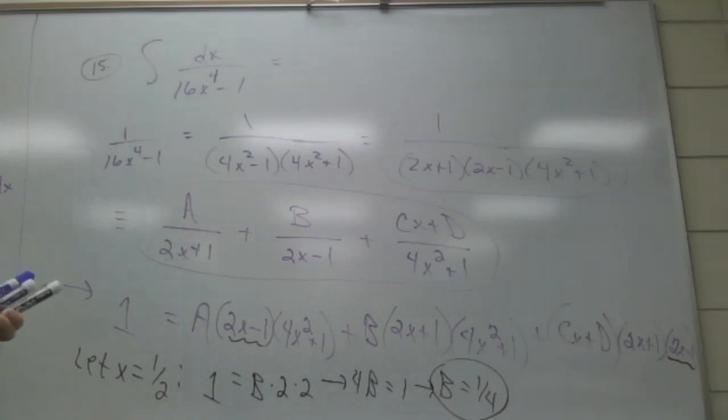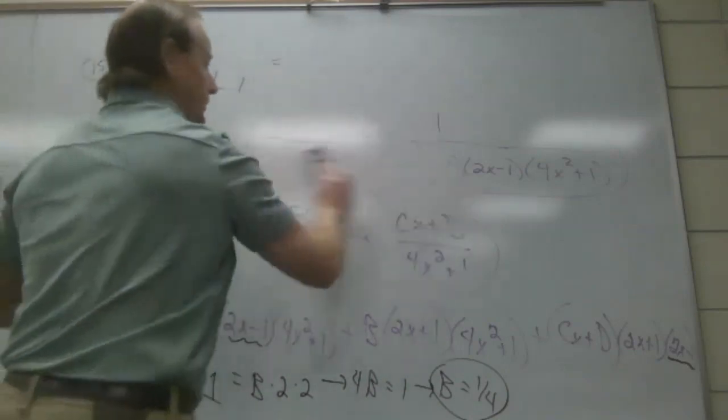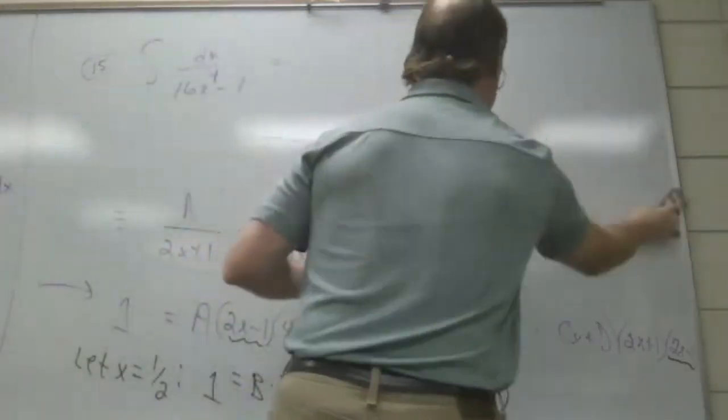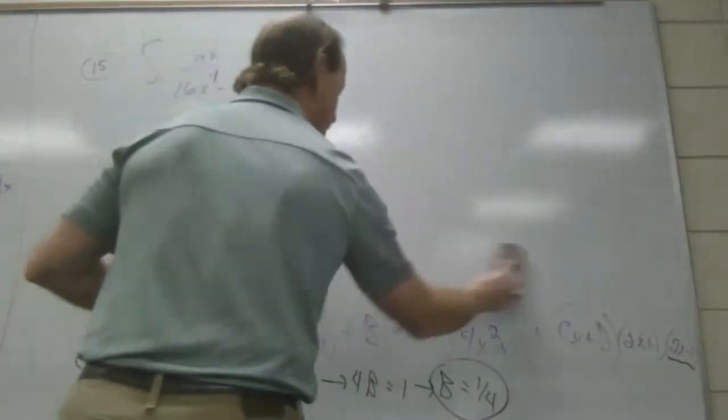Then what else could I let x equal? Let me erase this up here. What's another easy one that's going to get rid of something in the denominator?